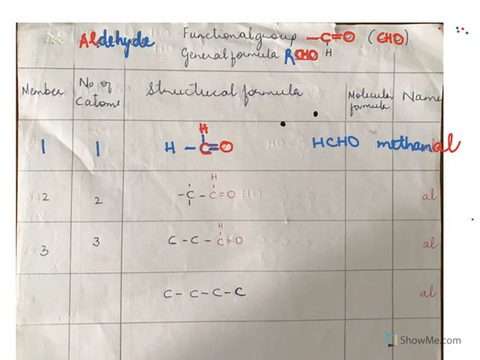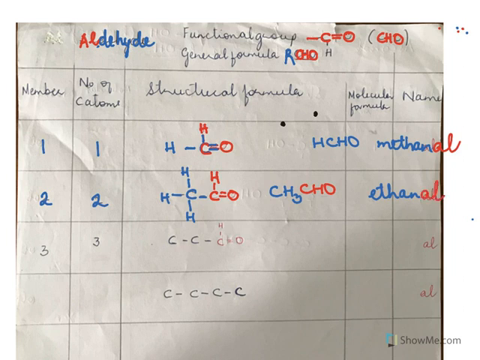Then let's go to a second member. It's got 2 carbons. So the functional group is here CHO. There's 1 carbon. The 1 more carbon can be attached. So here we put 1 more carbon. The carbon has got 4 arms. So it is H, H and H. So the formula will be CH3 and the functional group CHO. It is a 2 carbon aldehyde. So you write ethane. You remove the E and put Al, ethanal.